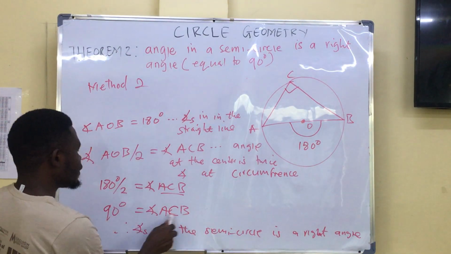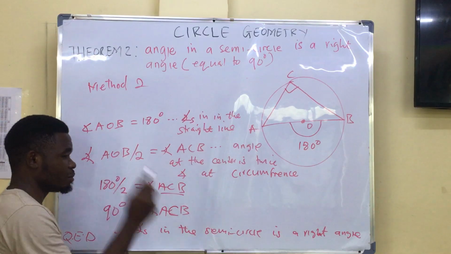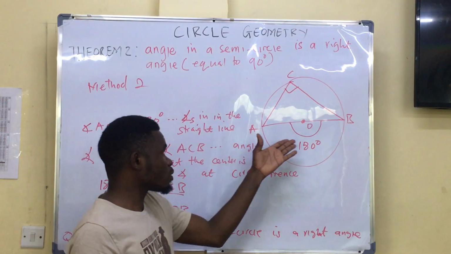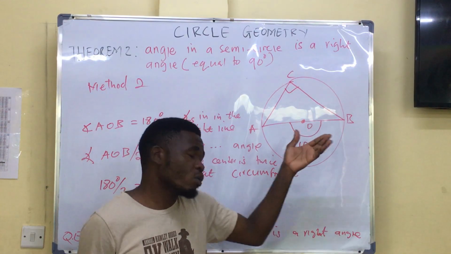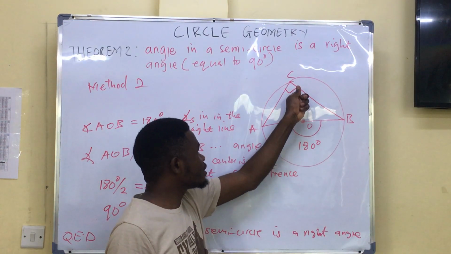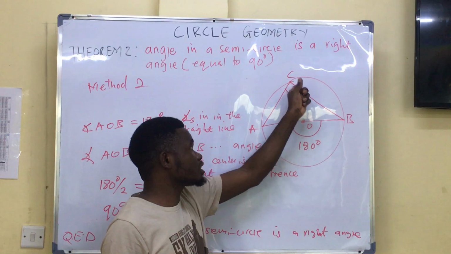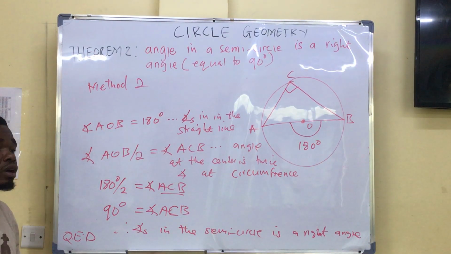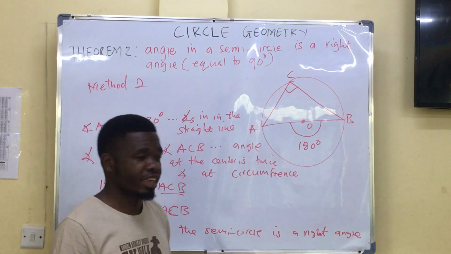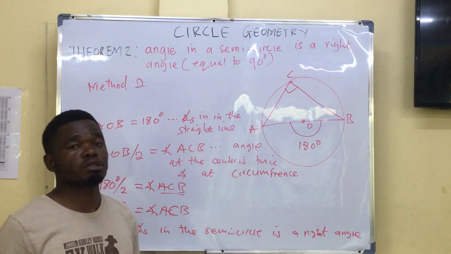ACB is equal to what? 90 degrees. Meaning that we are trying to prove that an angle formed in a semicircle is a 90-degree angle, or a right angle. Why? ACB is an angle formed in a semicircle. What's the value of ACB? 90 degrees. So that's another method, but try to use both, though the first one is better.